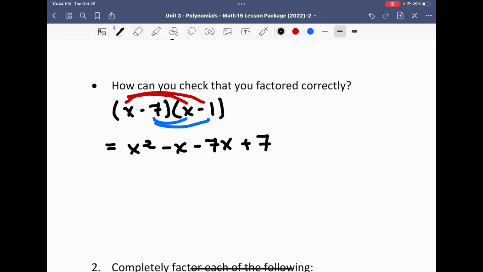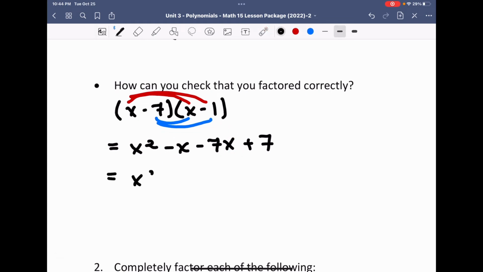So now I collect the like terms. I realize I have a negative 1x and a negative 7x. Those combine together to make x squared minus 8x plus 7. Thus, I've shown that once we had our factored form, we could FOIL it or expand it and get back to our original trinomial.